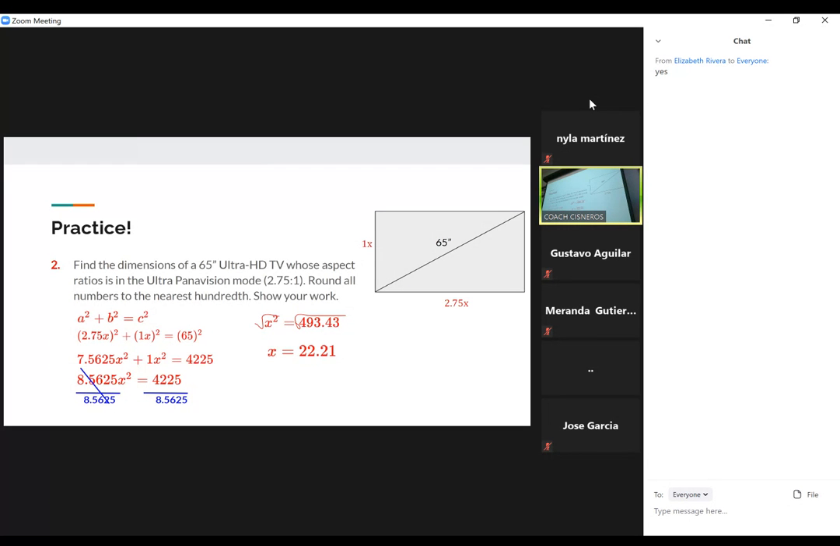Good. So make sure to finish answering the question. X equals 22.21. But the question wants us to find the width and the height. This is actually already one of those two things. Which one is it? It's the 1x. It's the height, right? We just need to multiply by 2.75 to get the width. And I wrote those in there just so that you can see that process. But again, plug those in so you can get your final answer.